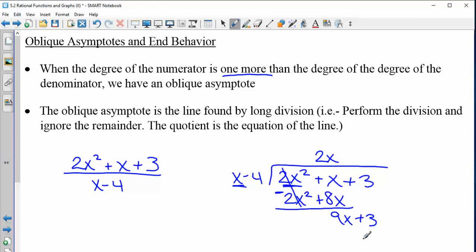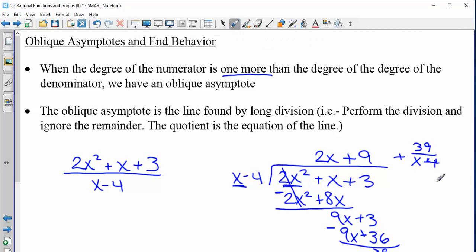So then 9x divided by x is 9. Now, from here, everything else we do is just going to give us our remainder. If we multiply our 9, change your signs, you get 39. So it's like 39 over x minus 4. The nice thing about this, you don't have to go that far.